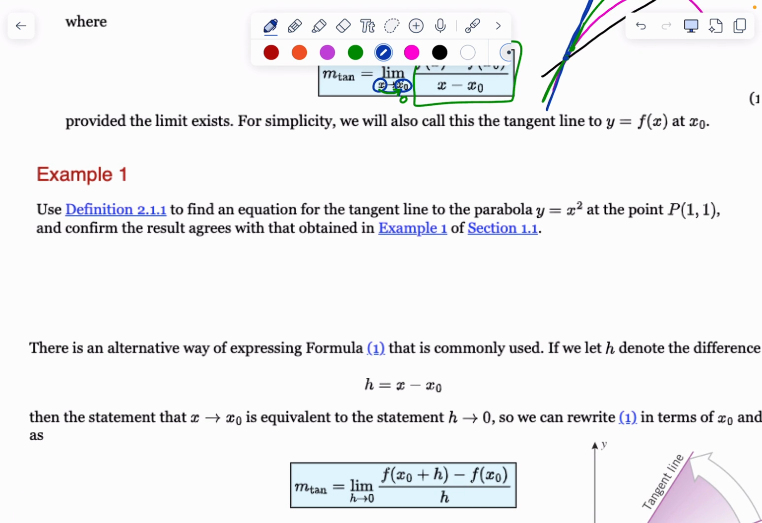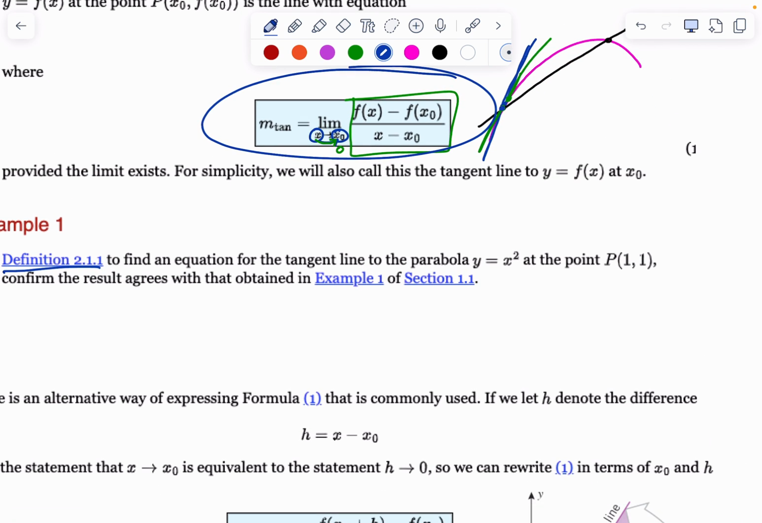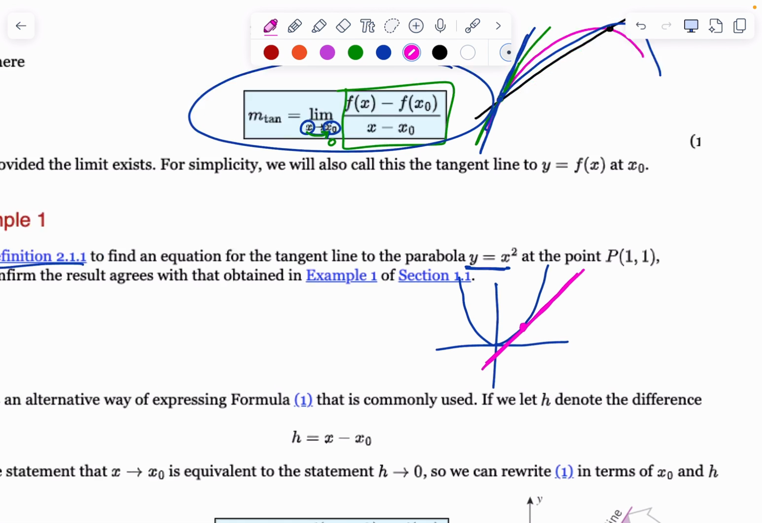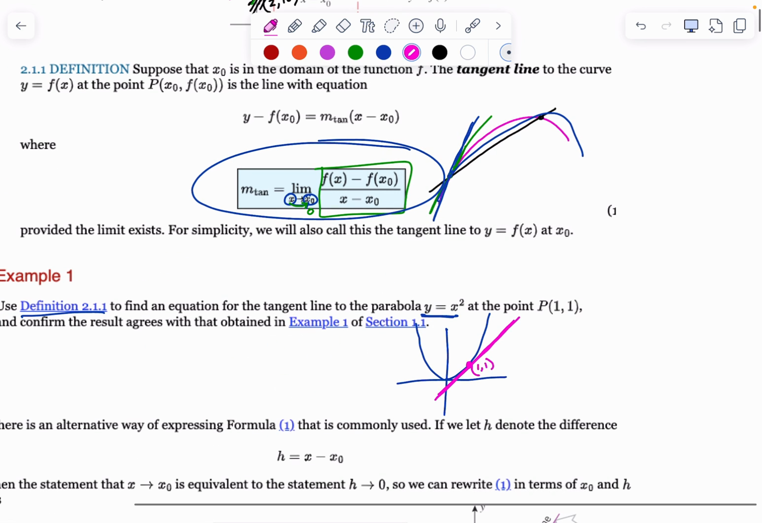It says use this definition, which is this limit, to find an equation of the tangent line, and this is the parabola I'm dealing with. I'm going to draw a picture of it. If it's x squared, it looks like this, a smile. I want to find the slope, or the instantaneous rate of change, the equation of the tangent line at this point, which is (1, 1). I'm going to use this definition to do it.